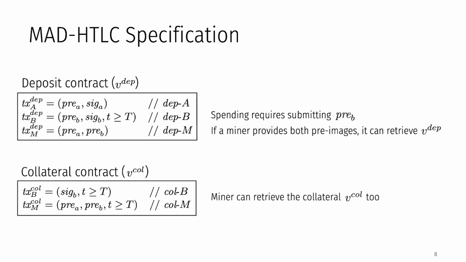So they also introduced this collateral contract, and over here again for whatever money you put in as collateral, Bob would get it back without submitting any pre-image. After some time t, Bob can retrieve it, but you would lose it if both pre-A and pre-B are available on the chain.